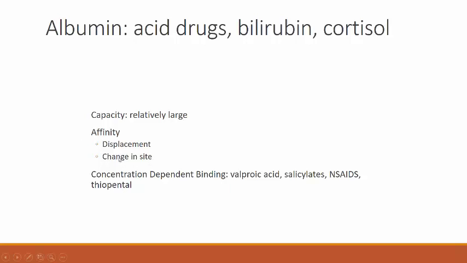There also can be changes in the capacity, so I should go back to that. You can have disease states, aging, renal failure, that will decrease the amount of albumin available. It also is highly correlated with nutrition, so if a patient is poorly nourished, you can see decreases in albumin.